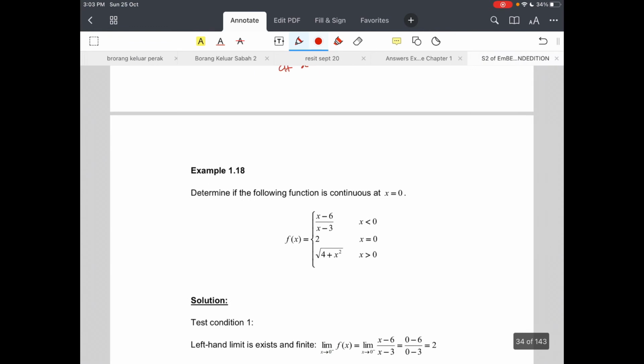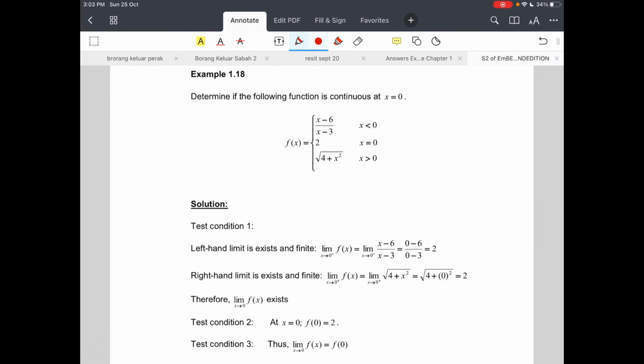Now, if you want to get more understanding, we need to look into an example here. Example 1.18. In example 1.18, we have the question asking you to determine whether the following function is continuous at x equals 0. So to answer this type of question, you need to first identify the problematic point, which is x equals 0.